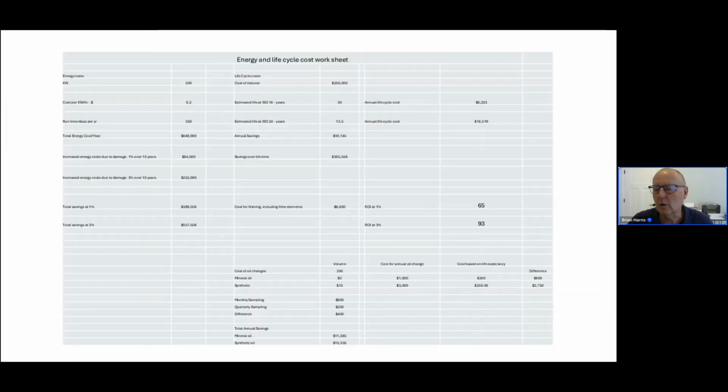What I'm showing here is an energy and life cycle cost worksheet. I've based this on life expectation based on ISO counts, the cost of the reducer, energy costs, the cost of fixing the issue, which is filtration, and I looked at return on investment. I also tagged onto this worksheet an item on the bottom based on what the company was currently doing, which is bi-weekly oil sampling and annual oil changes.